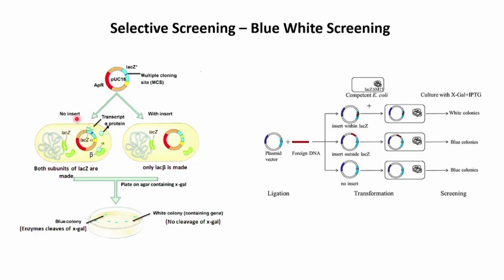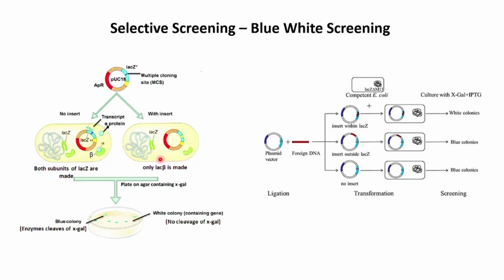So if the insert is our gene of interest, if the insert gets incorporated into the plasmid, then obviously the LacZ sequence will be interrupted, and the LacZ alpha subunit will not be prepared. Only LacZ beta, which is already present, will be prepared. But if there is no insert, and the plasmid has not been able to take in the gene of interest, then both the subunits of LacZ will be prepared, both alpha and beta.